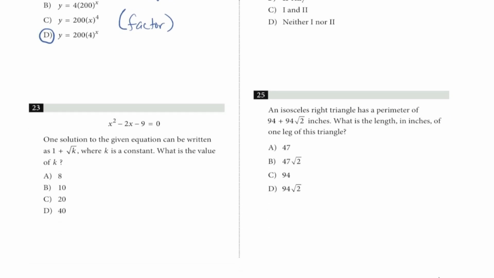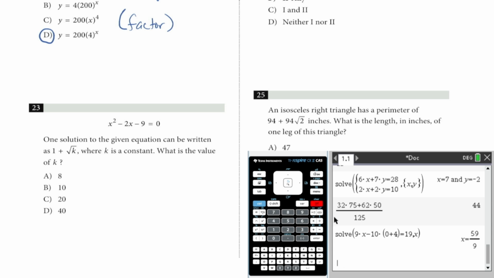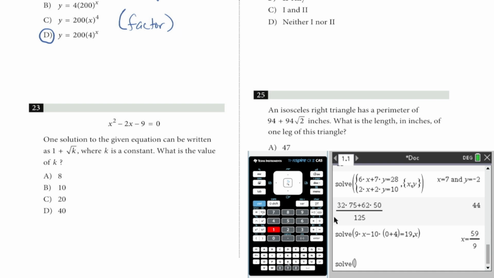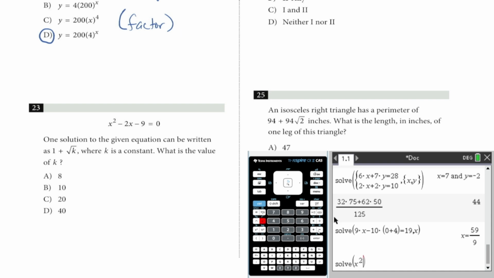All right, number 23. One solution to the given equation can be written as 1 plus the square root of k, where k is a constant. What is the value of k? Well, they said solution. K is just in the solution. So we're going to find the solutions. So we're going to pull up our calculator, and we're going to go to menu 3-1 because it's one equation. It's x squared minus 2x minus 9 equals 0, comma x.